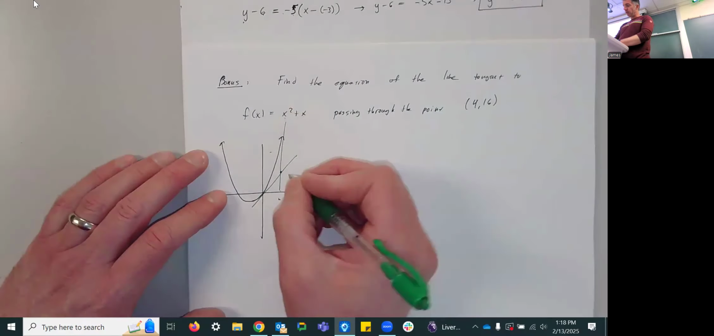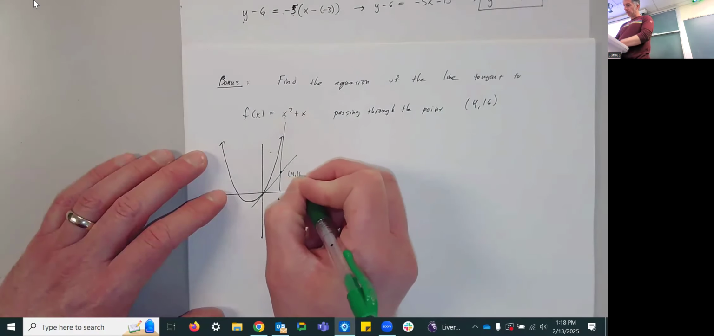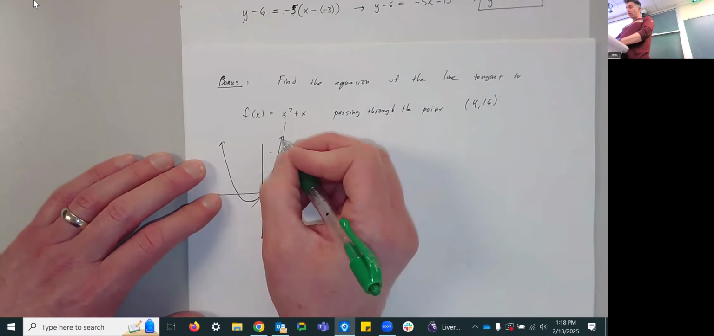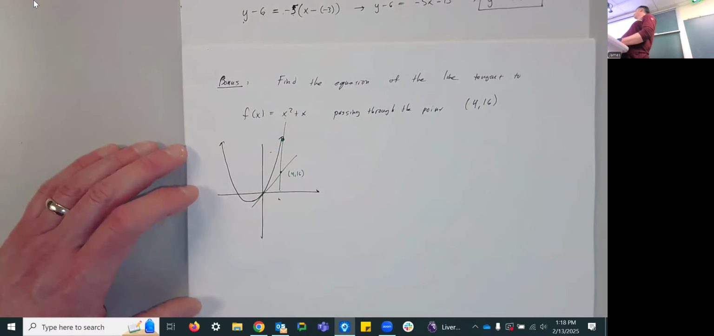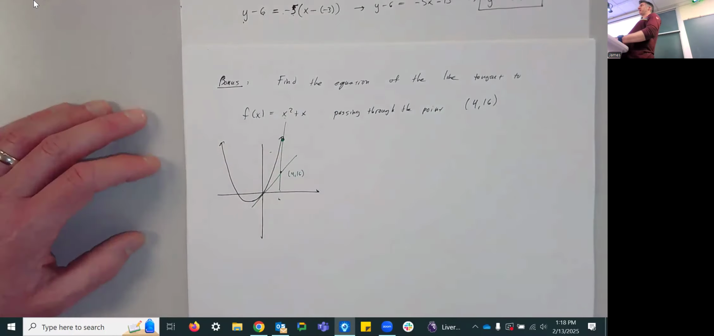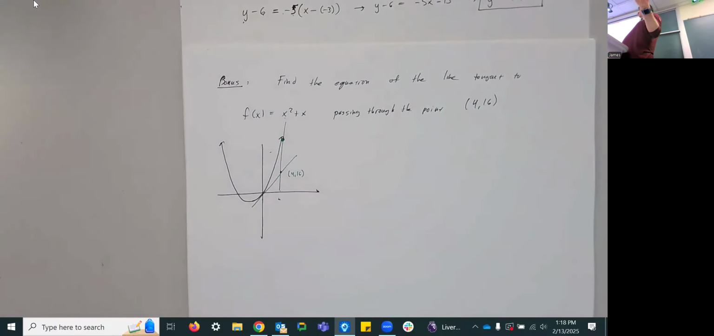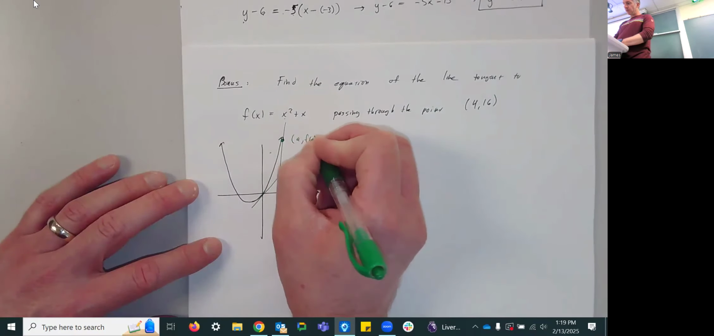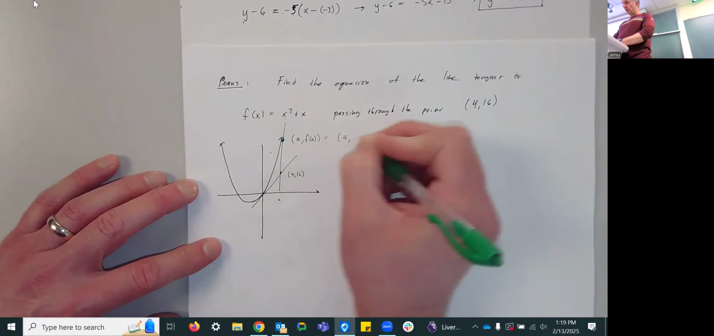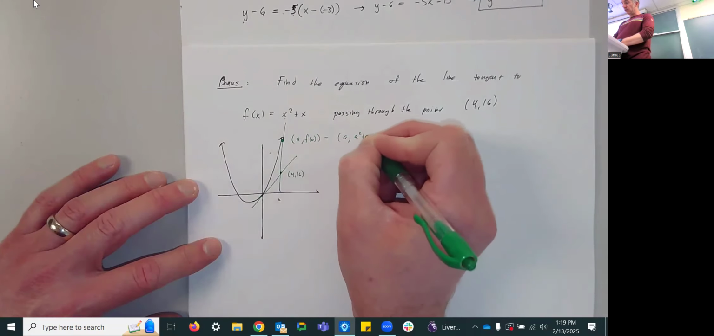So here's our point, 4 comma 16. And since we don't know either of the points of tangency, we're going to label them. You could label it as x comma x squared plus x, but people usually, for whatever reason, don't use the variable x here. I don't know why, but we don't do it that way. We call it a comma f of a, which is going to be a comma, in this case, a squared plus a.